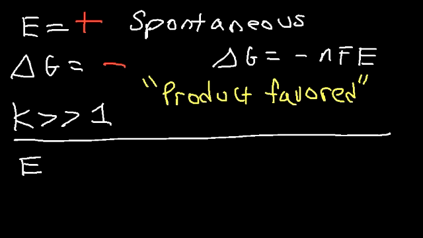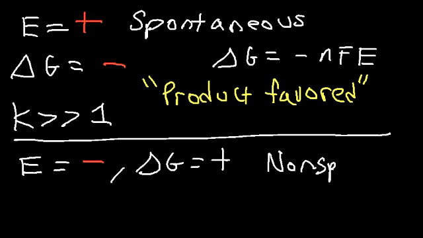And the reverse is true. If the cell potential is negative, that means that delta G is going to be positive. And so this process is going to be non-spontaneous in the forward direction, which means that in the reverse direction it's spontaneous. So therefore, it wants to go to the left, towards the reactant side. It's spontaneous in the reverse direction. So therefore, this is going to be reactant favored at equilibrium.